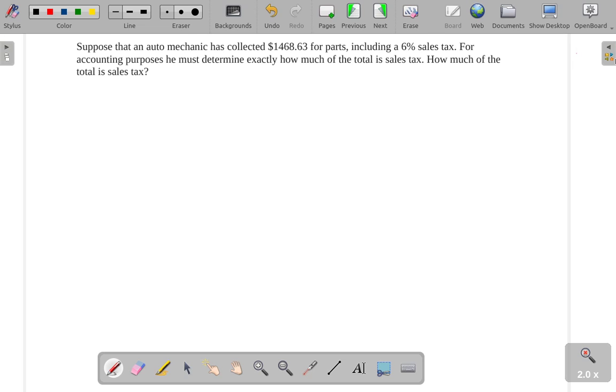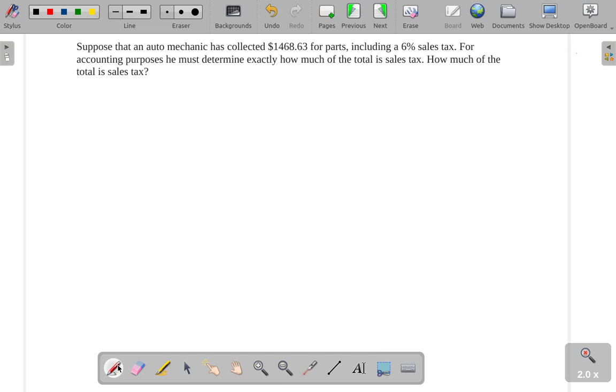Suppose that an auto mechanic has collected $1,468.63 for parts, which includes a 6% sales tax. For accounting purposes, he must determine exactly how much of the total is sales tax. How much is sales tax?